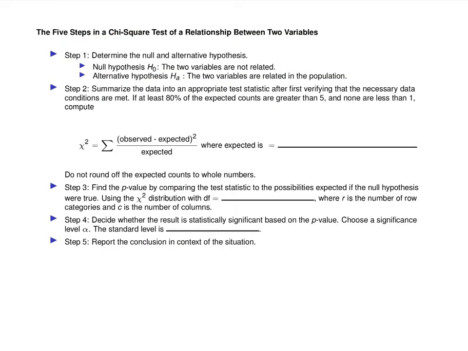And here are the 5 steps in a chi-square test. The first step is to find the null and alternative hypotheses. The null hypothesis will be that the variables are not related, and alternatively, it will be that the variables are related. By default, this is always two-sided.